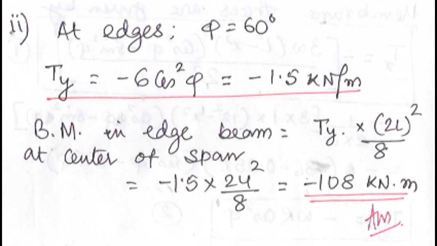And where does this maximum bending moment occur? It occurs at the center of the span. The Ty value we got is minus 1.5 and 2L is 24, so 24 square by 8. So we get the value of the maximum bending moment as minus 108 kilonewton meter.